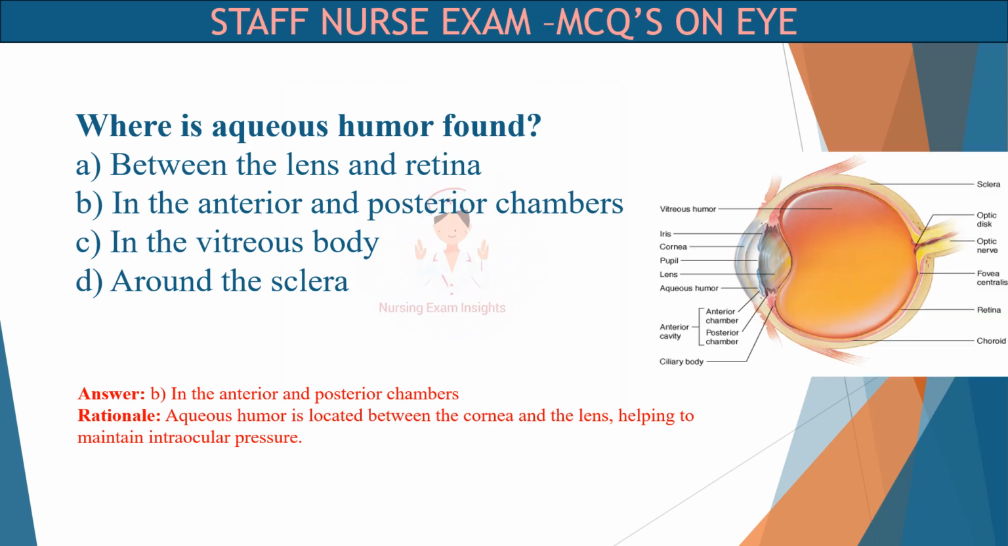The eyeball is divided into 3 cavities or chambers. The anterior chamber and posterior chamber, as you can see in the picture, where the anterior chamber is between the cornea and iris. Posterior chamber is between the iris and lens. And these two anterior and posterior chambers are filled with thin watery liquid, which is called the aqueous humor.